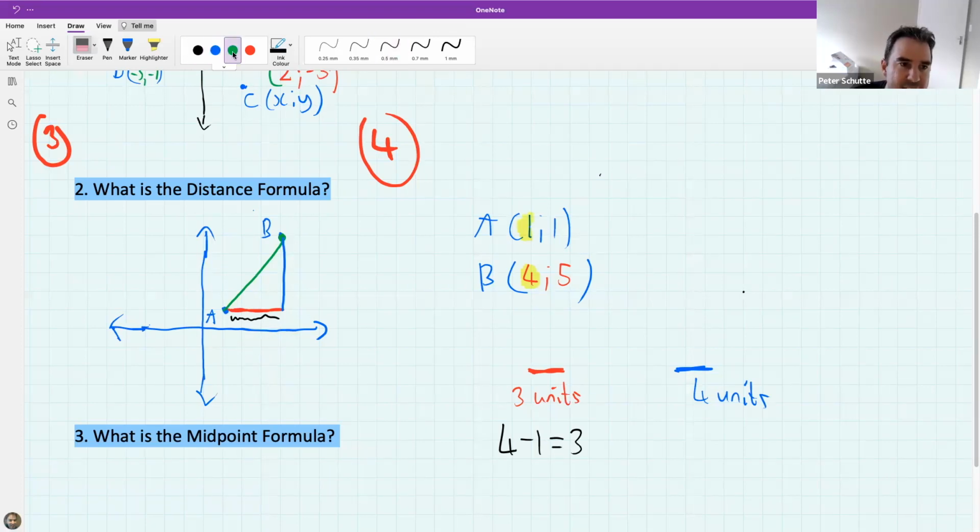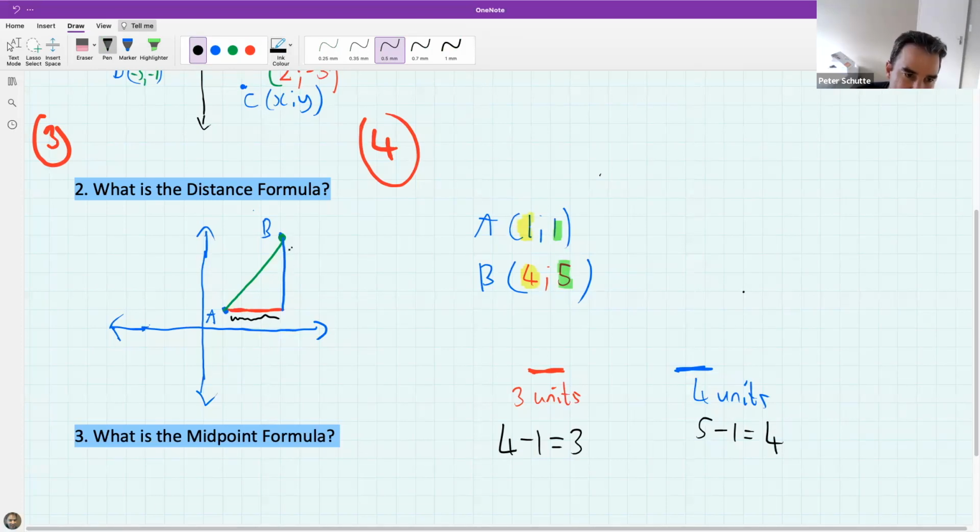And if we look at the y coordinates now, the y coordinate was 5, and the other y coordinate was 1, we can just go 5 minus 1 is 4. Get this one, because this was in line with a 5, and that was in line with a 1.